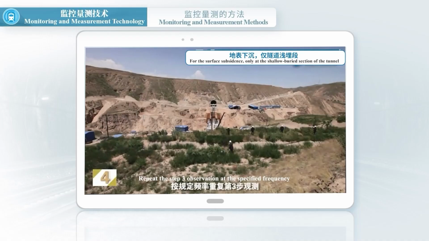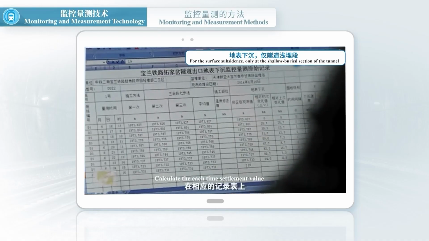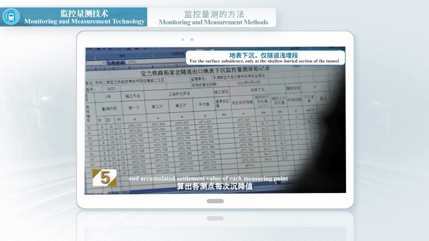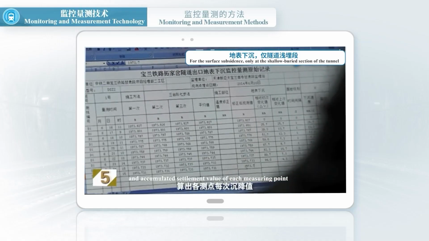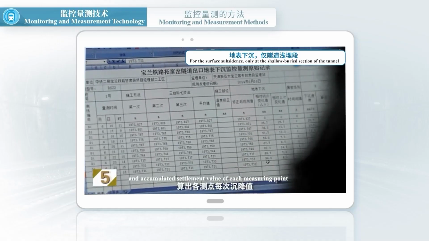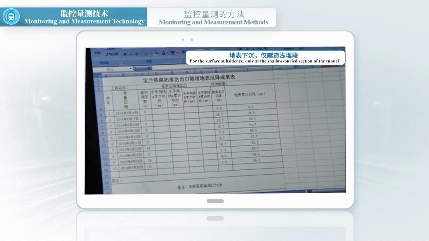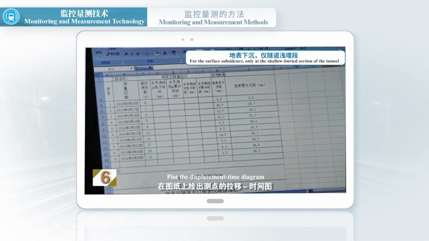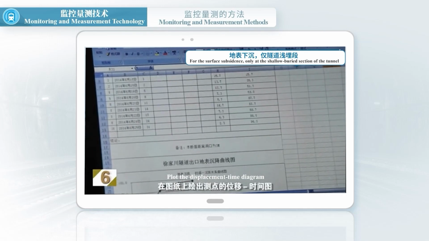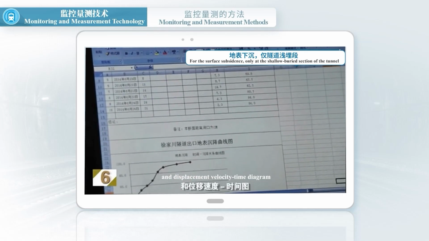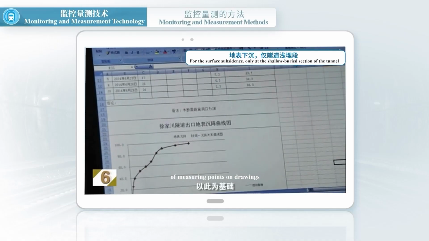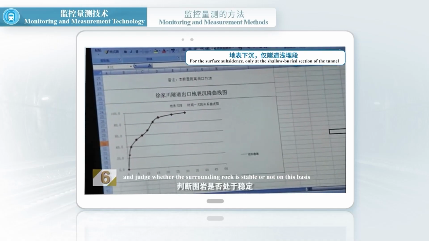Repeat the step 3 observation at the specified frequency. Calculate each time settlement value and accumulated settlement value of each measuring point on the corresponding record form so as to get the settlement velocity. Plot the displacement time diagram and displacement velocity time diagram of measuring points on drawings, and judge whether the surrounding rock is stable or not on this basis.